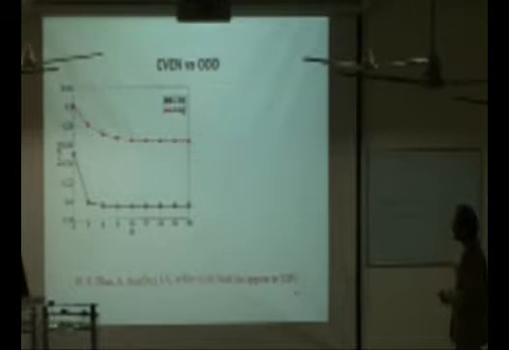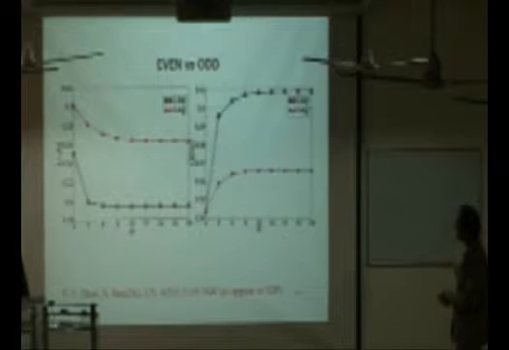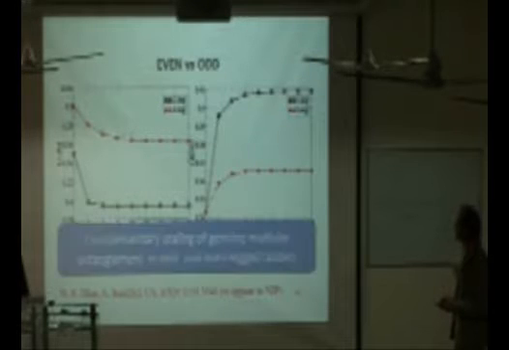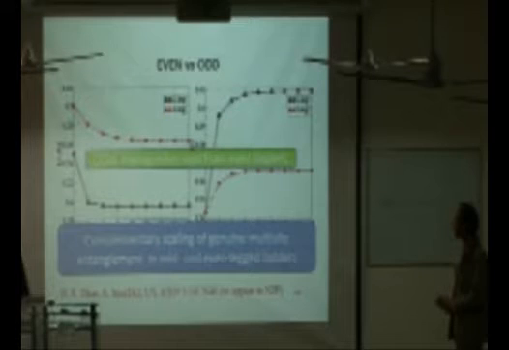So these are even legs. Consider the odd legs: the opposite happens. It comes up and converges to some value. So what we claim is that we have a complementary scaling of genuine multi-site entanglement in odd and even-legged ladders. So this measure, GGM, can distinguish odd from even-legged ladders.